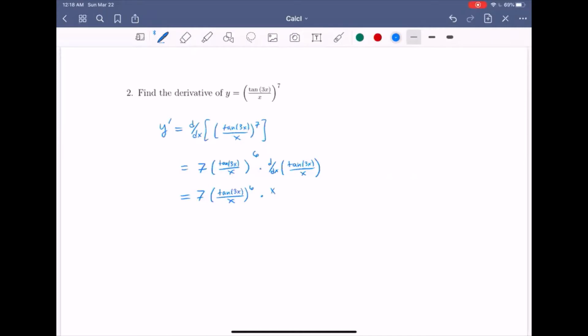I'm going to do low d high minus high d low all over the square of what's below. Okay, and again, I just wrote down what I was going to do. I didn't actually do all those derivatives because I don't want to get myself confused.